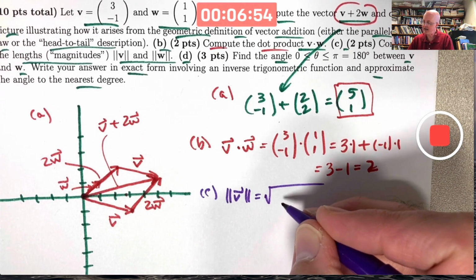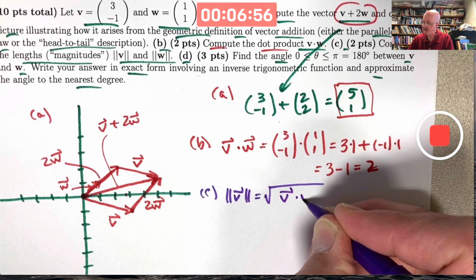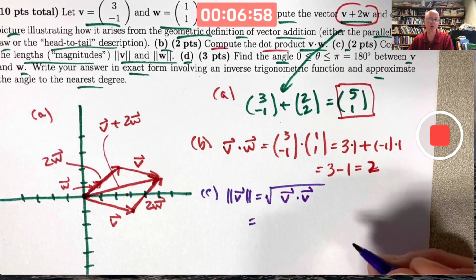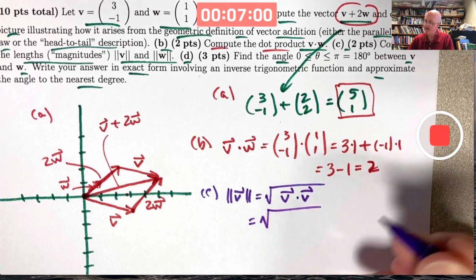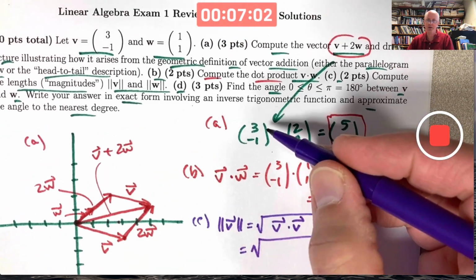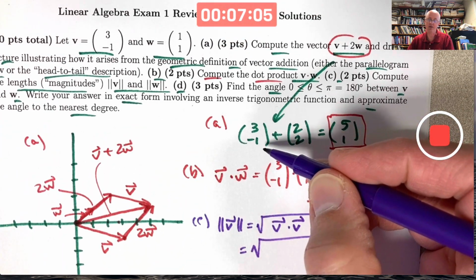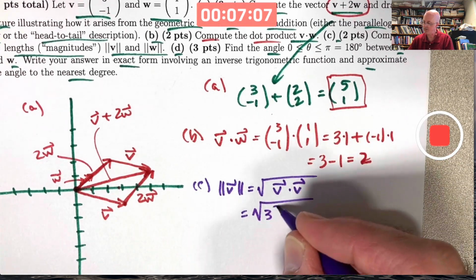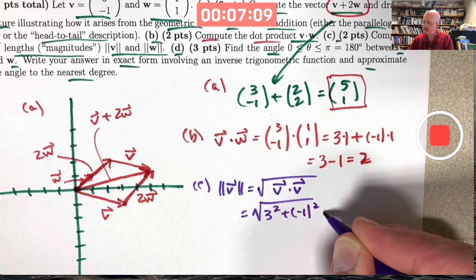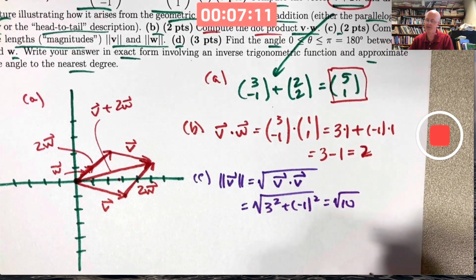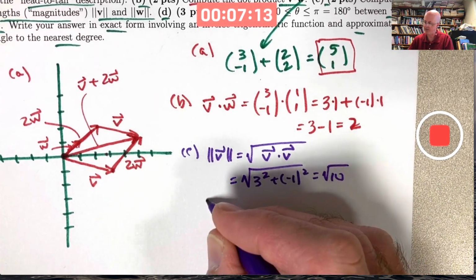The magnitude of v I could write as the square root of v dotted with itself. You could also think of it in terms of the Pythagorean theorem. You dot v with itself, you'll get 3 times 3 plus -1 times -1, 3 squared plus -1 squared. That's going to be square root of 10. That's the magnitude of v, a little bit bigger than 3.